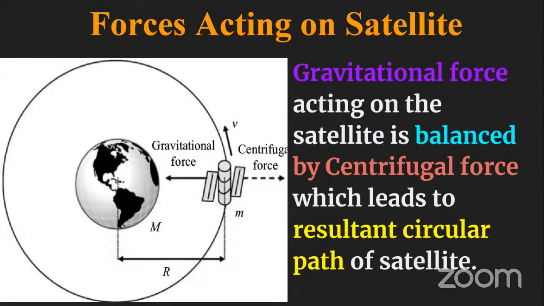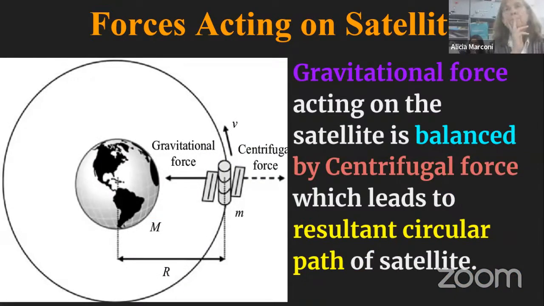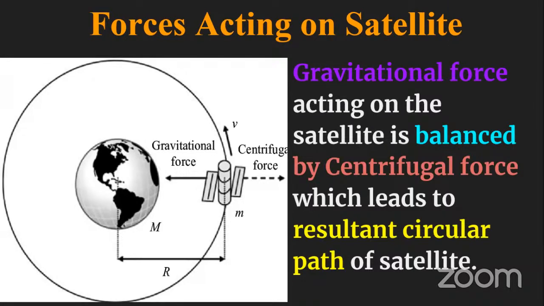Basic physics says that if a body has to perform circular motion, it requires centripetal force. That centripetal force is provided by gravity in the case of solar systems or in the case of artificial or natural satellites. This is what I've highlighted over here.